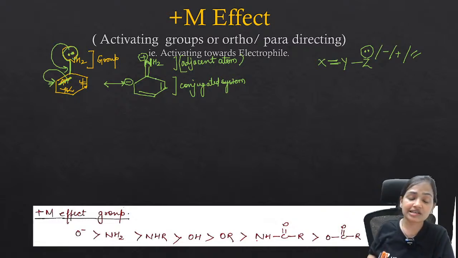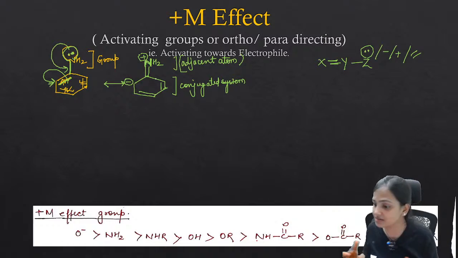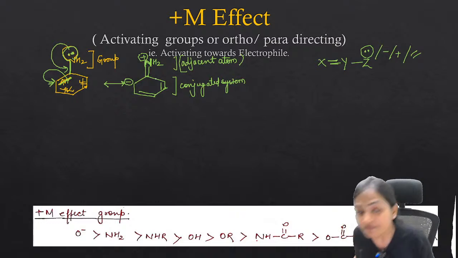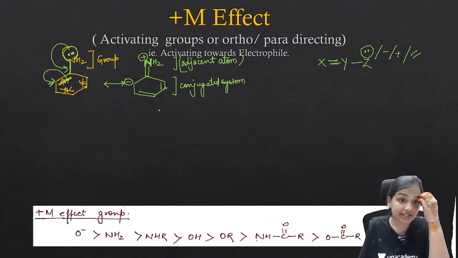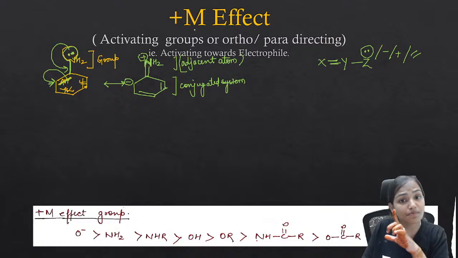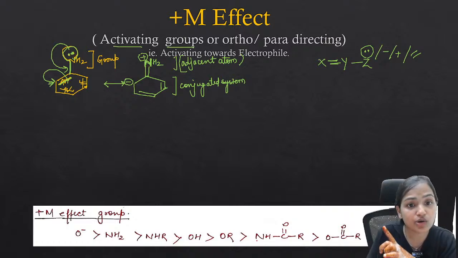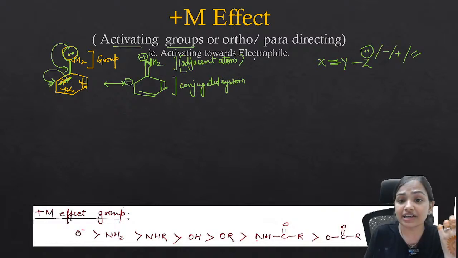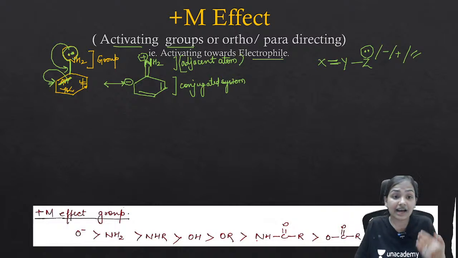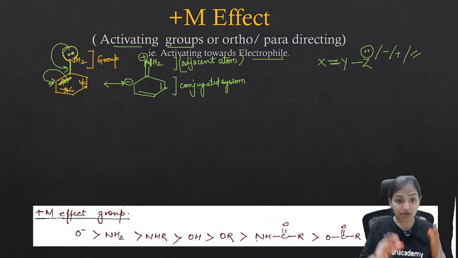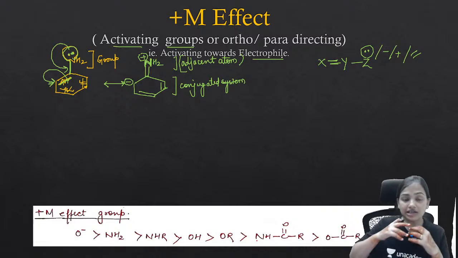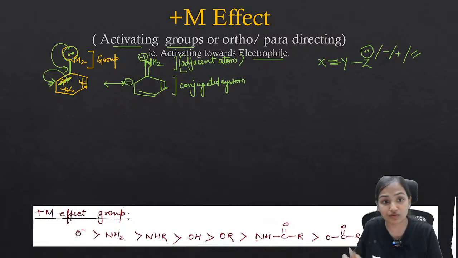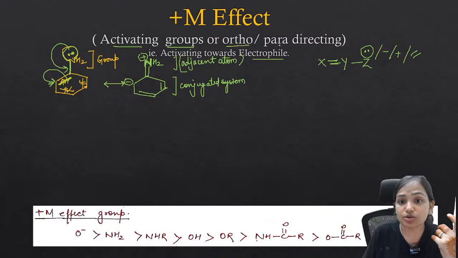Now the question is what type of mesomeric effect this is. Whether it is a plus M effect or a minus M effect. Are you getting, guys? Now the plus M effect groups are also known as the activating groups. When I say activating groups, usually they are activating towards electrophiles, because benzene as a whole is nucleophilic in nature. So it will be activated towards the electrophile, and these groups are also said to be ortho-para directing.